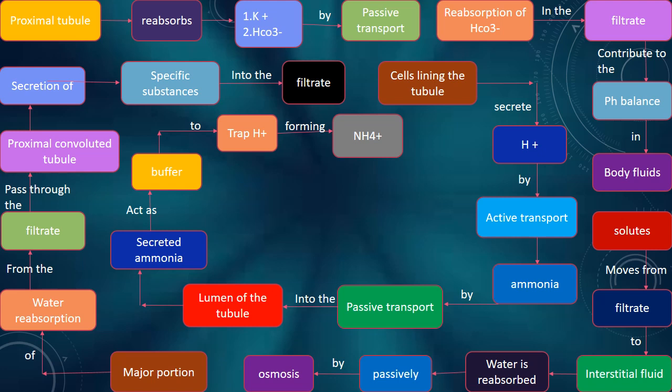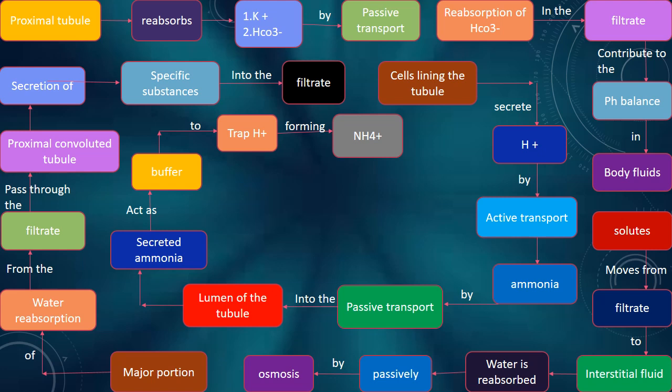Reabsorption of HCO3- in the filtrate contributes to the pH balance in body fluids. Solutes move from filtrate to interstitial fluid. Water is reabsorbed passively by osmosis. A major portion of water reabsorption from the filtrate occurs in the proximal convoluted tubule.